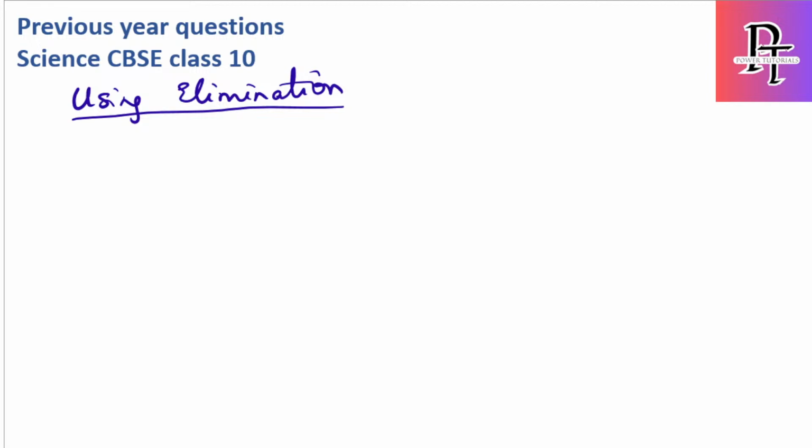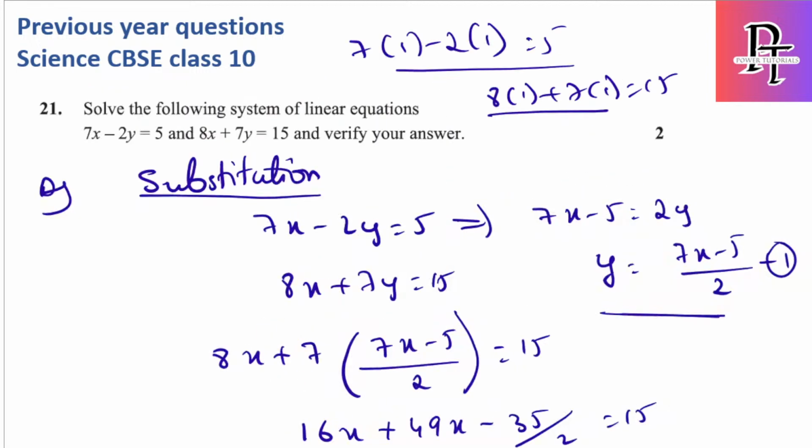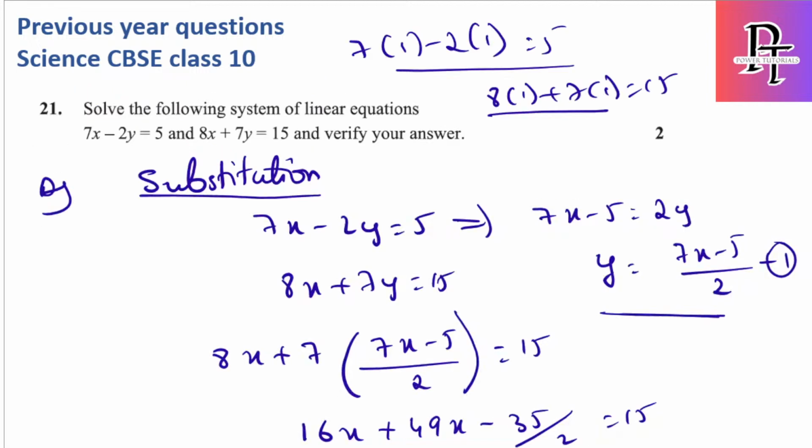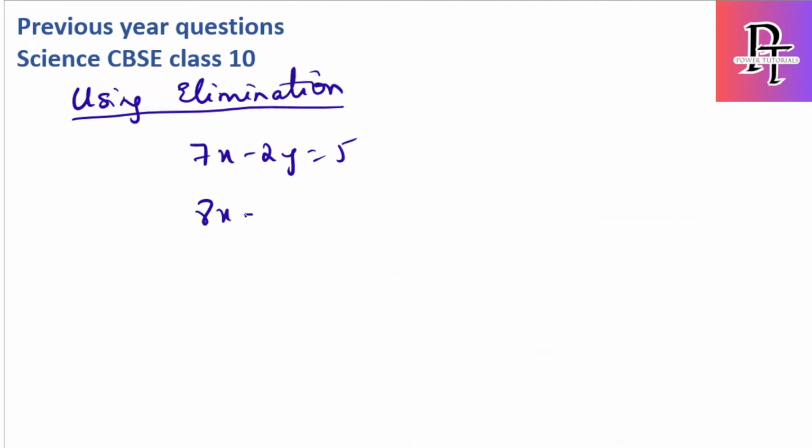So using elimination means, 7x minus 2y is equal to 5. The second one, 8x plus 7y is equal to 15. For elimination, you have to multiply with any number such that the coefficient of any variable becomes the same. So here I will multiply the first equation with 7 and the second equation with 2.